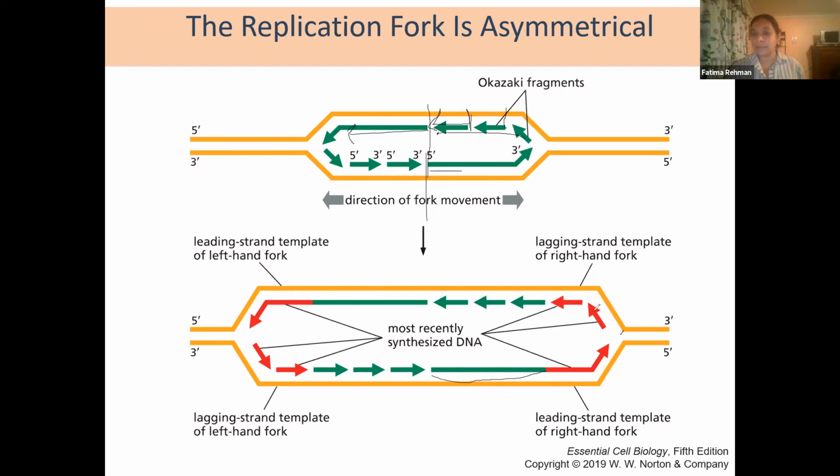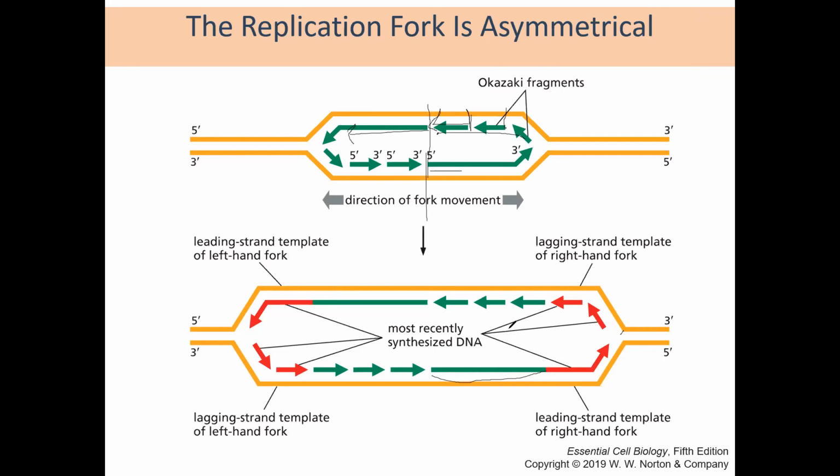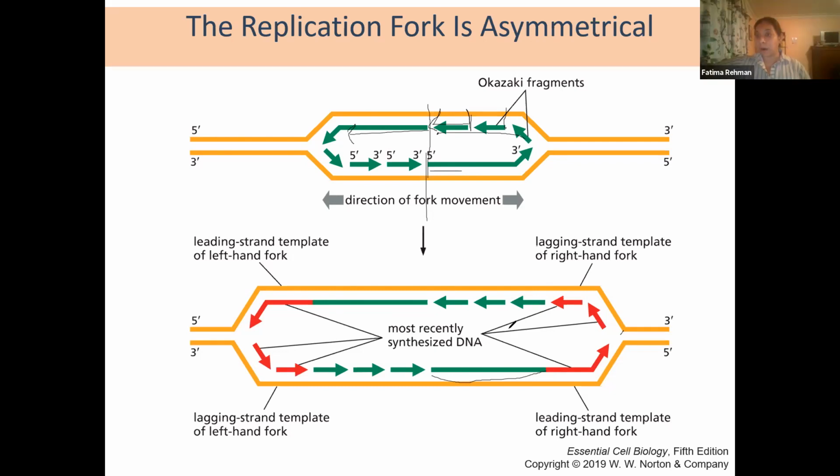Yes. So the area where you have these small little fragments forming, the Okazaki fragments forming, which is always going to be on the 3' part of your template strand, that part is going to be the lagging strand. And so in here it's showing you a typical example where you have 5' to 3' on top and 3' to 5' on the bottom. In that case, the lagging strand template is going to be on the right side of the fork for the top strand, and on the left side of the fork on the bottom strand.